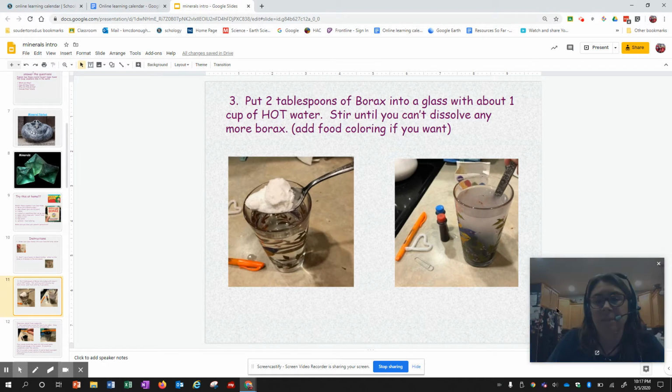So drop it in there, give it a good stir. I decided that I wanted my water purple, so I added some red and blue food coloring, and you want to stir and stir and stir, so you can get as much of that borax dissolved as possible. The more borax that gets dissolved, the prettier your charm is going to be.